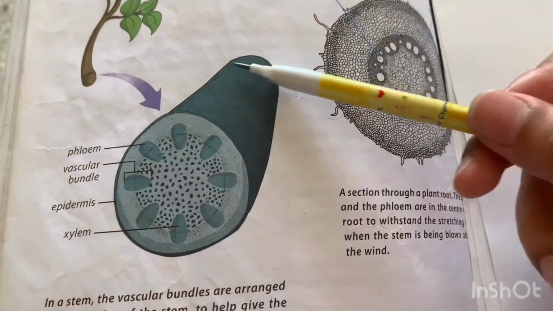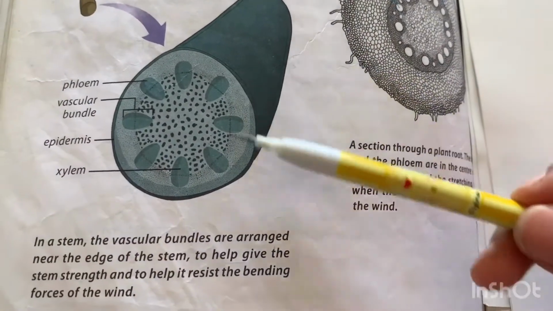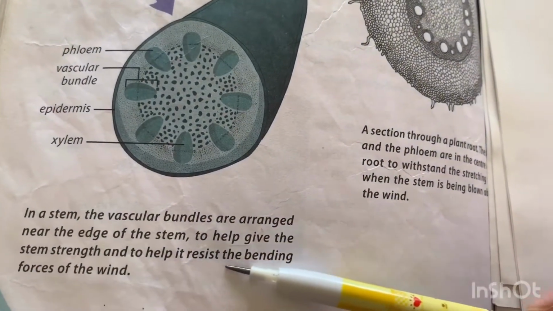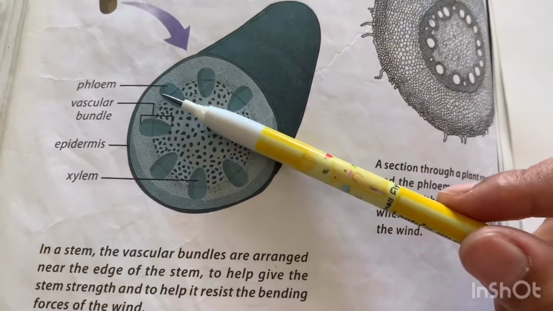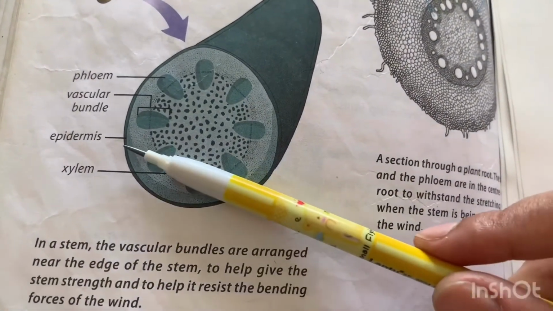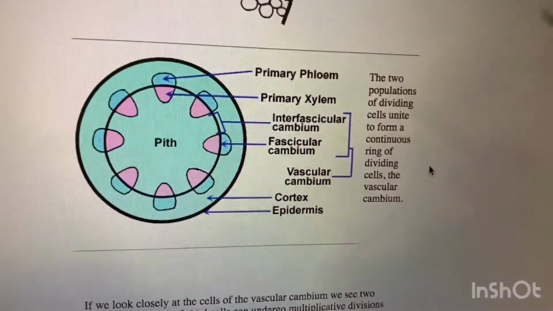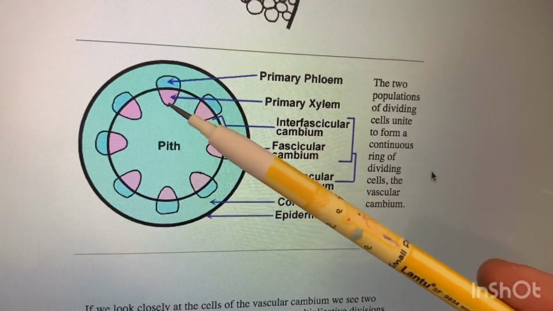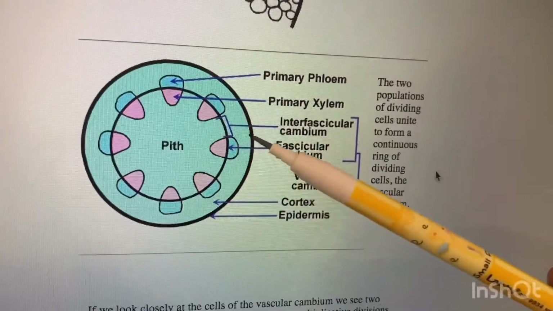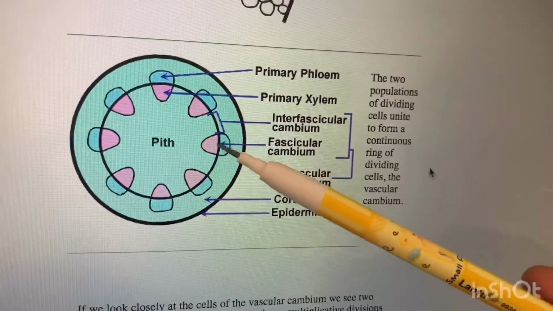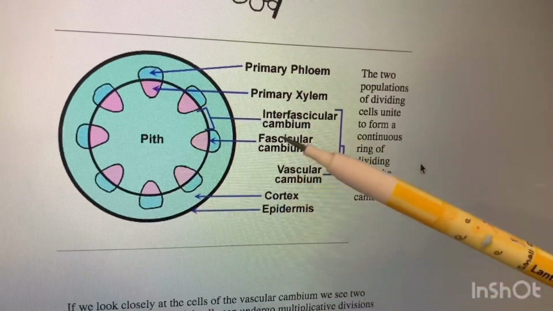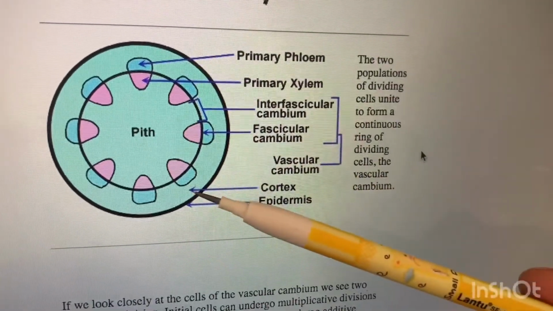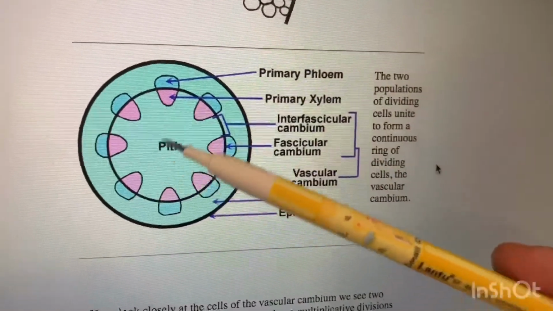See from the book, this is the stem. In a stem, the vascular bundles are arranged near the edges of the stem to help give it strength and to help it resist the bending forces of the wind. So this is the phloem, this is the xylem, the epidermis, and the vascular bundle. In order to get further understanding, this is the primary phloem, this is the primary xylem. The difference between these two is the interfascicular cambium. The line between the cells is the fascicular cambium, and both the interfascicular cambium and the fascicular cambium combine to form the vascular cambium. This is the outer cortex and this is the epidermis, and inside we have the pith.